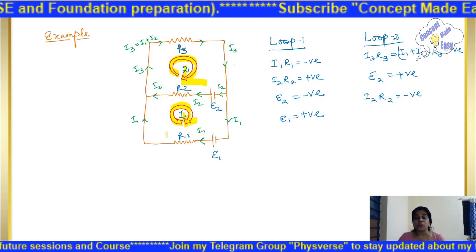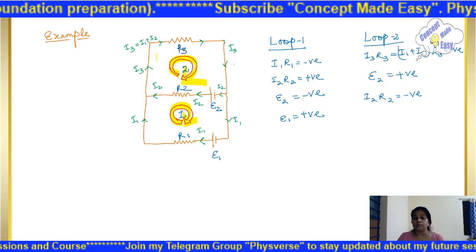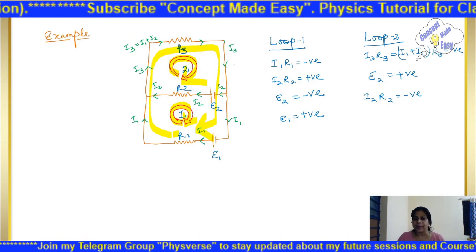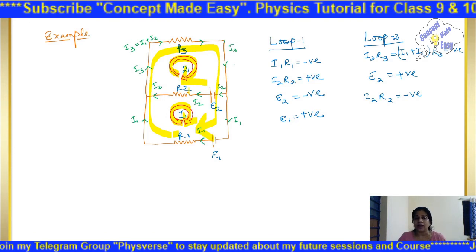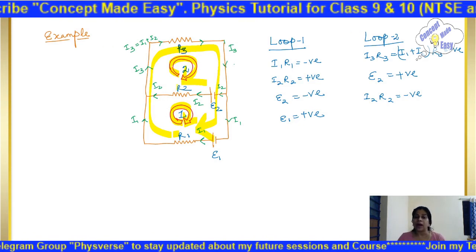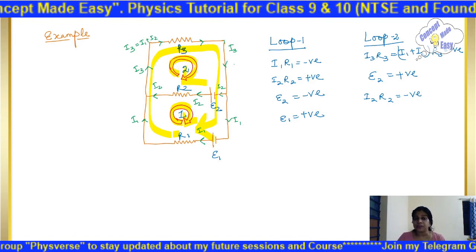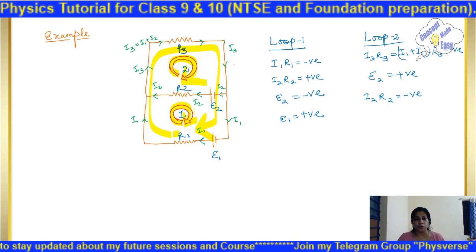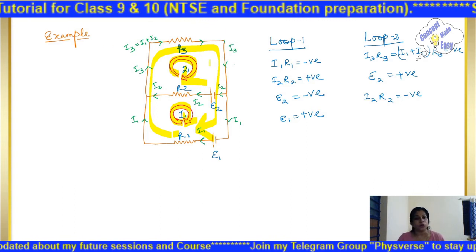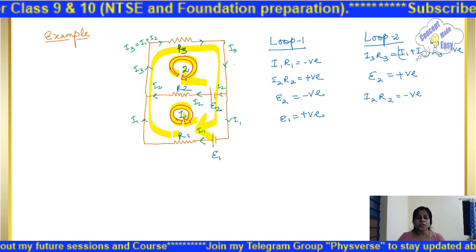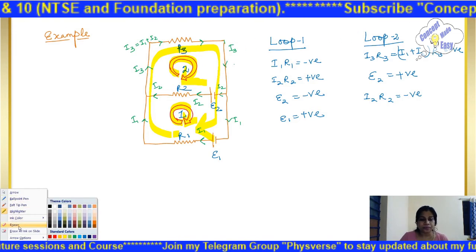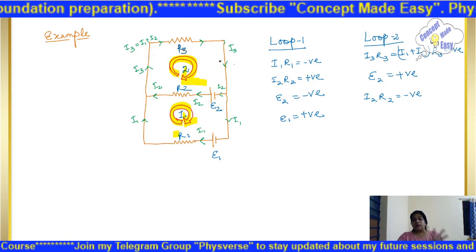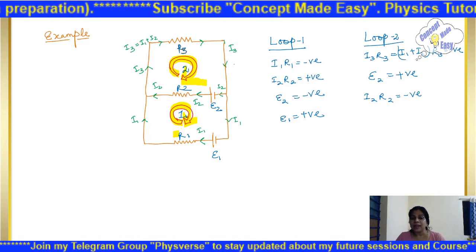The book also prefers to assume that this complete outer loop is another loop. This is loop 1, this is loop 2. So I assume this is my loop 2, this is my loop 1. You can assume this big loop as your loop 1, and any of these two loops as your loop 2. Understood? So now I am explaining how to apply KVL here. This is my loop 1, this is my loop 2.